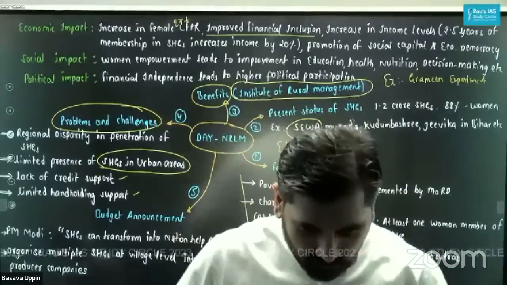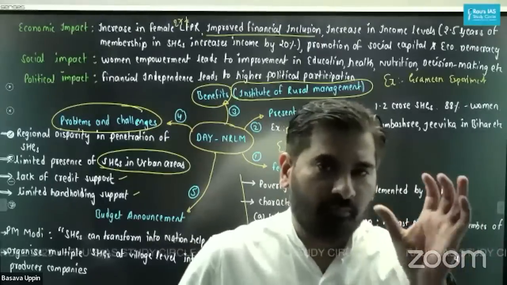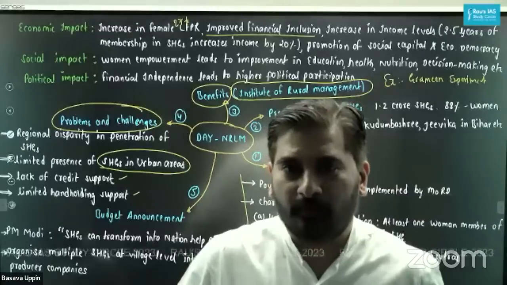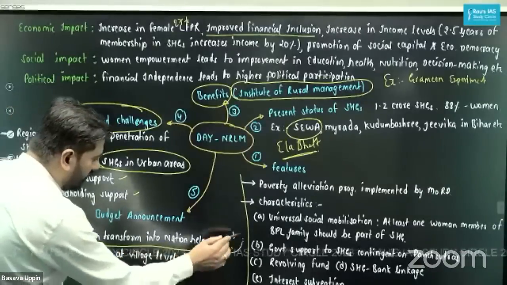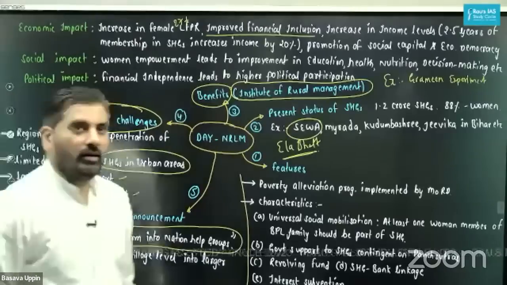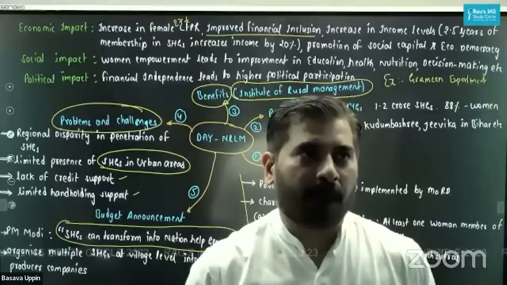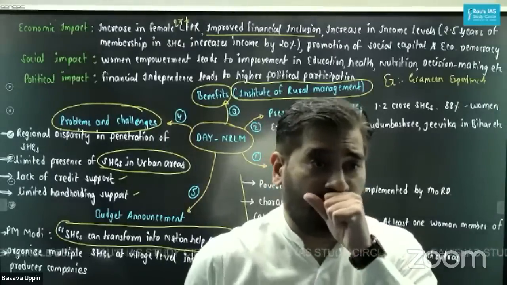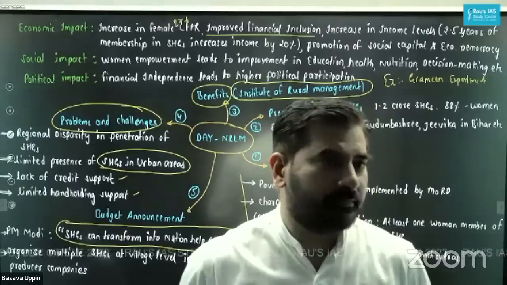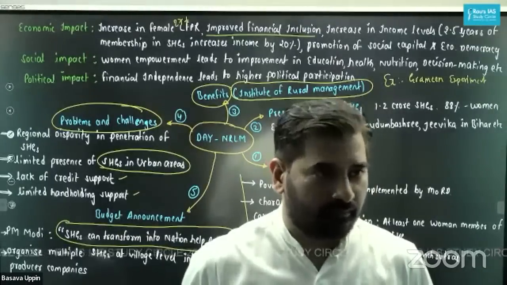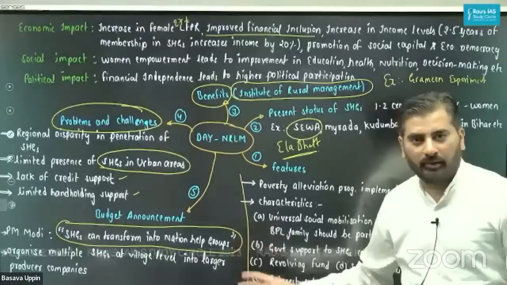Now, recently, while addressing a conference on SHGs, self-help groups, Prime Minister Modi made a very, very significant statement. Look at the statement which he has made. SHGs can transform into nation help groups. What's the meaning of this nation help groups? What could it be? Anyone? Growth. It's not about growth. Okay, here when I say that SHGs can transform into nation help groups, it means two things.